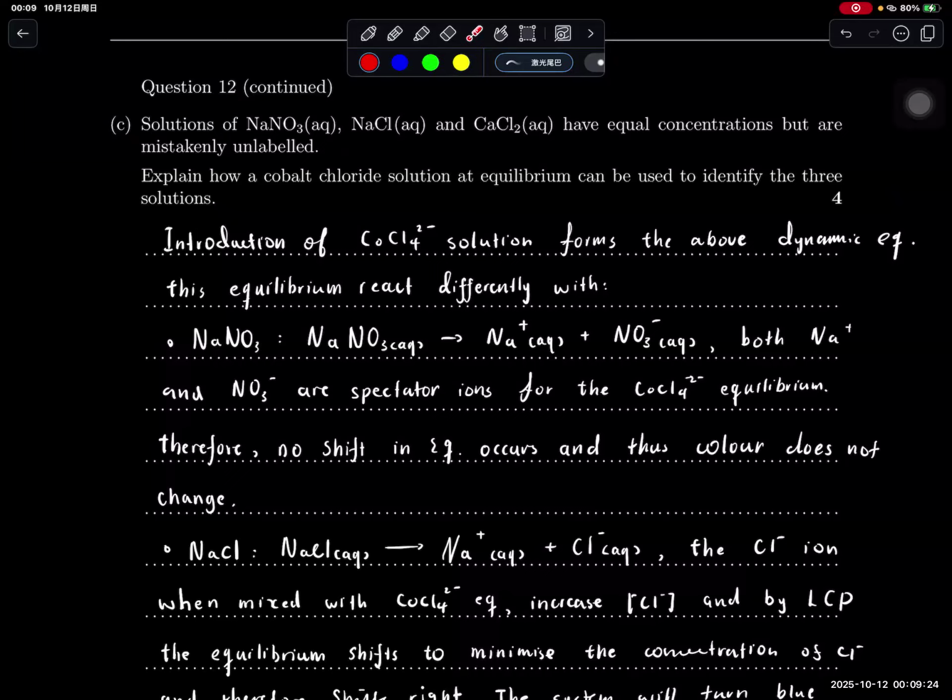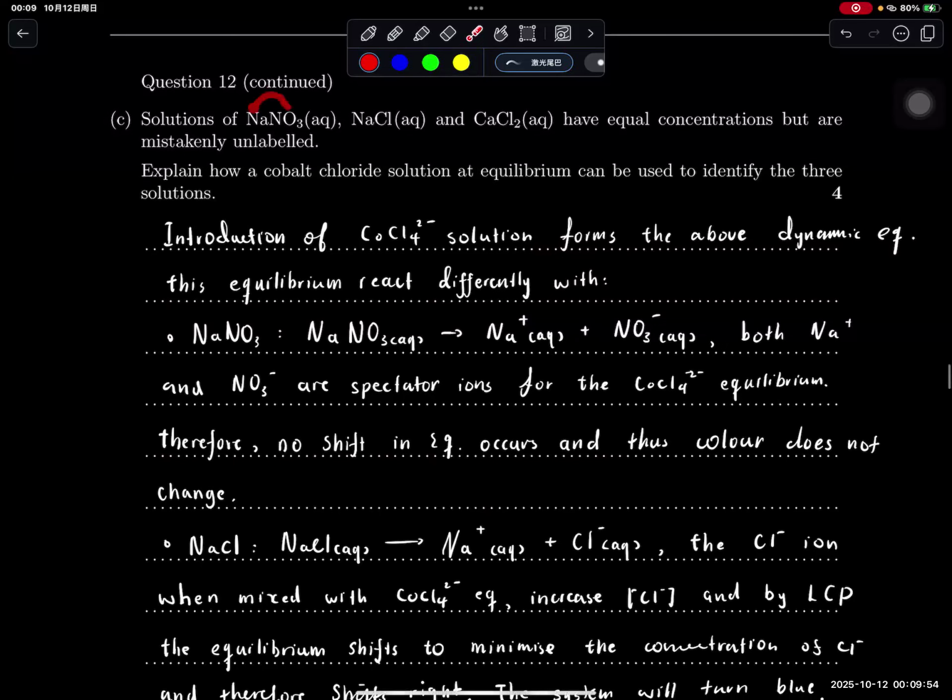So first of all, we can basically add cobalt chloride into these 3 bottles. So this is what I do. Introduction of cobalt chloride ion forms that equilibrium, and the equilibrium will react differently when these things are present. This is a very clear sign that you can use dot points to answer. So the first dot point will be on that.